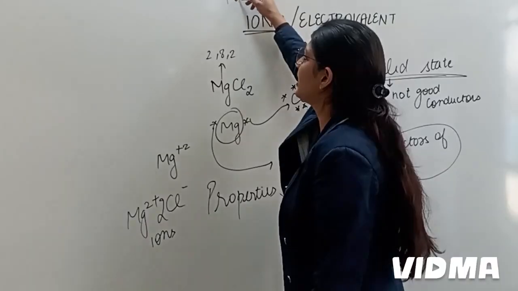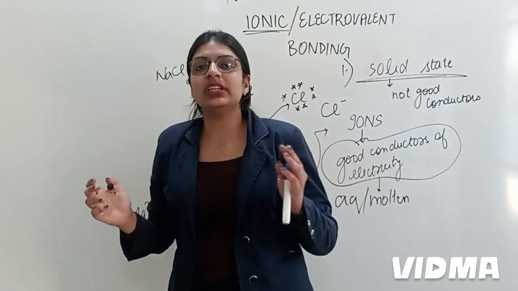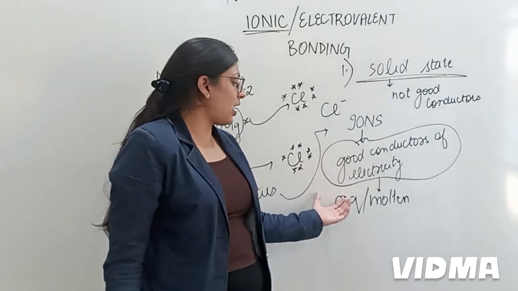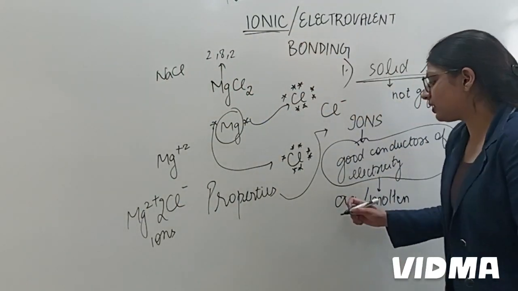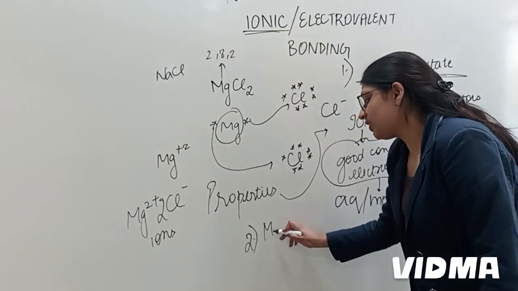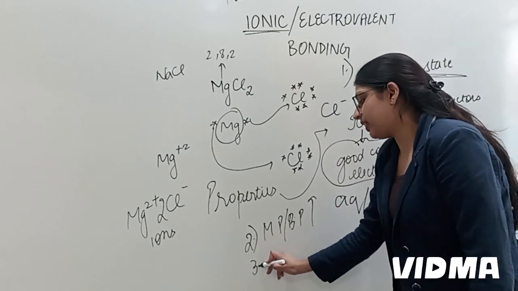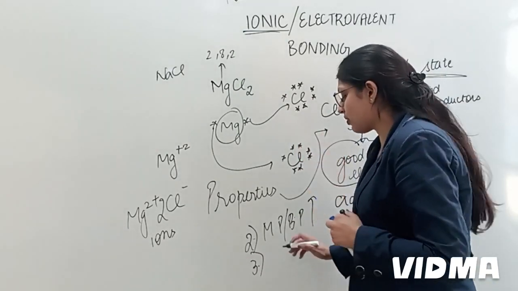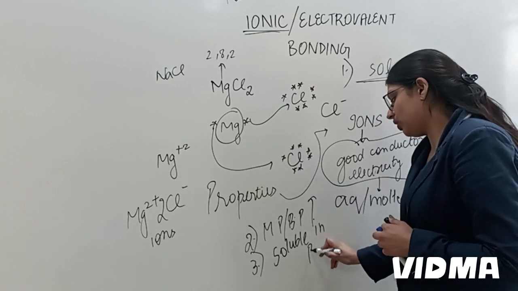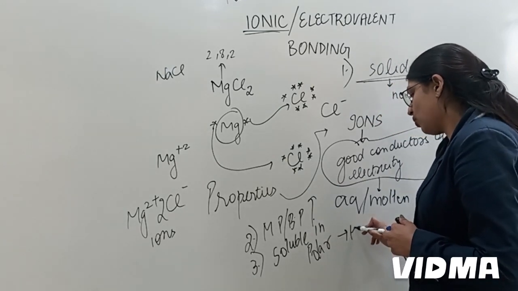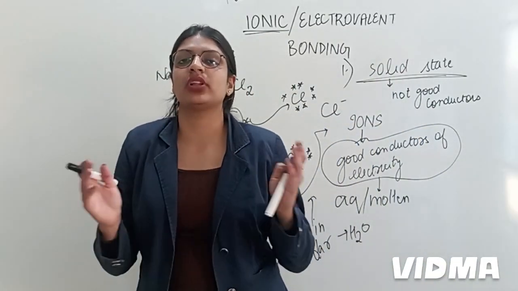If we talk about NaCl or MgCl2, only in aqueous and molten state can these forces reduce, and hence these are very good conductors in this state. Another point we have: they have very high melting points and boiling points. Number 3 point, we know that these compounds are soluble in polar solvents such as water. So these are some of the properties we have to keep in mind when discussing ionic compounds.